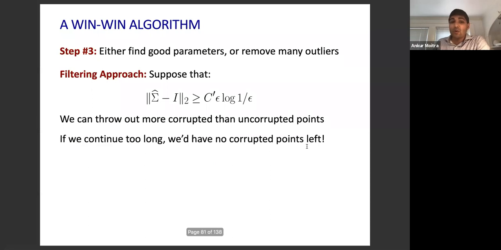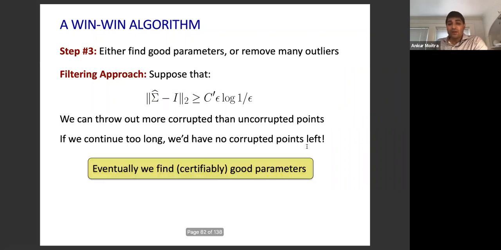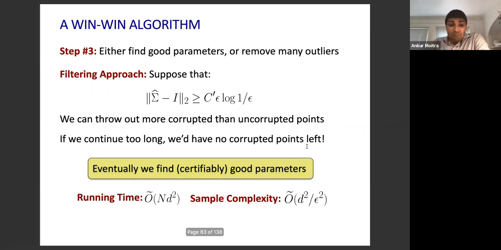So this is the win-win algorithm, because if this procedure didn't terminate, eventually we'd run out of corrupted points to throw out. So at the end of the day, we find certifiably good parameters in not too many iterations. And you can work out what the running time of this is. It's a very reasonable running time because you're just doing a bunch of top eigenvector computations, no big deal.